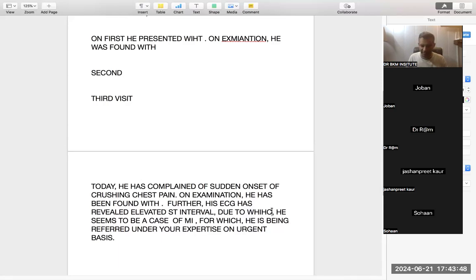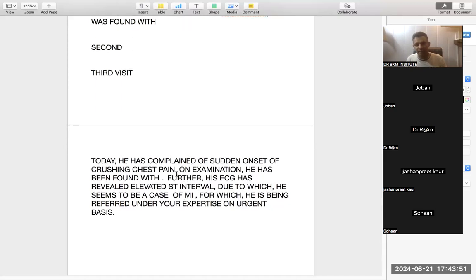Now see the connectors and see the variations. Today, he has complained of sudden onset of chest pain. On examination, he has been found with this. Further, his ECG has revealed, again present perfect, active, elevated ST interval, due to which he seems to be a case of myocardial infarction. Full stop. Now we can use therefore because we have not used it yet. And again, I have told you don't use too many connectors in one line. So now you break the line. Full stop. Therefore, now you don't need "for which". Therefore, he is being referred under your expertise on. This will make more sense.